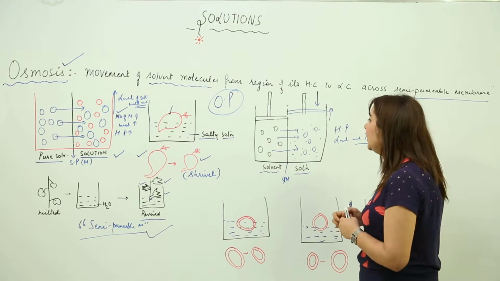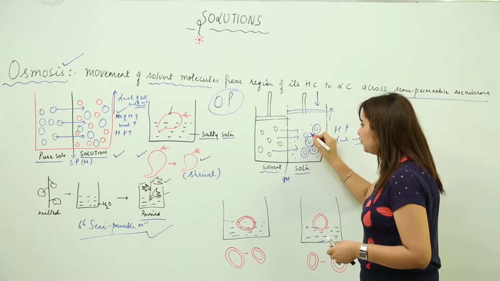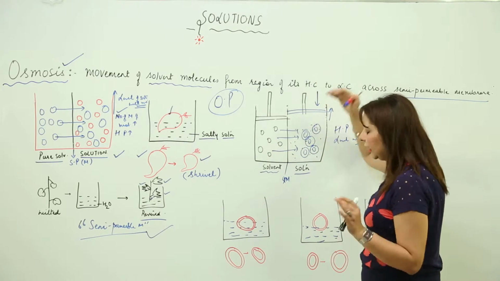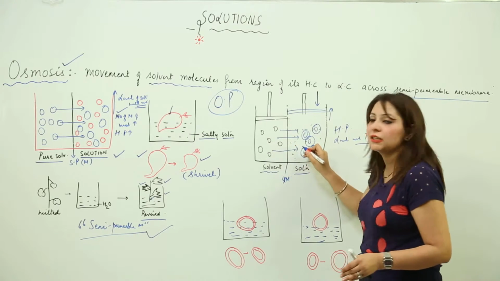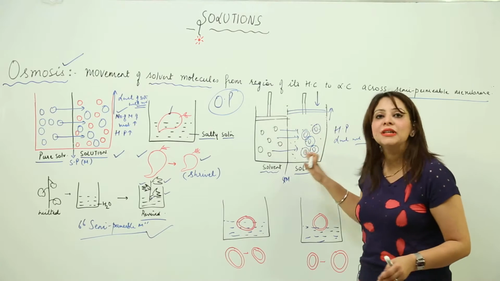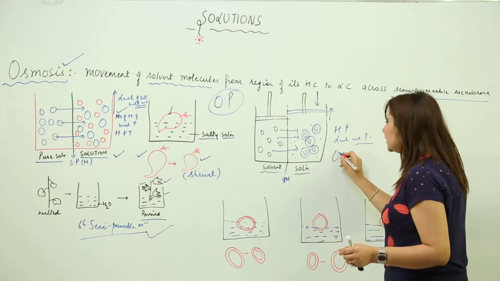Obviously, what is going to happen? These solvent particles will... again I am telling you, if we apply pressure, it won't allow more solvent particles to move from this side to this side. So that means the osmosis will cease now. That is something called osmotic pressure.